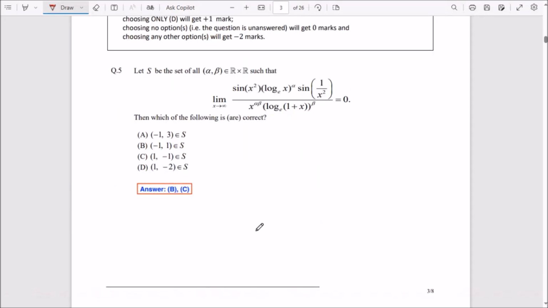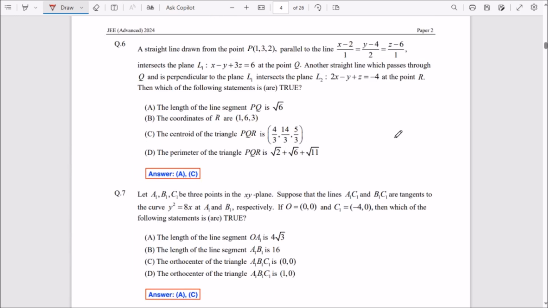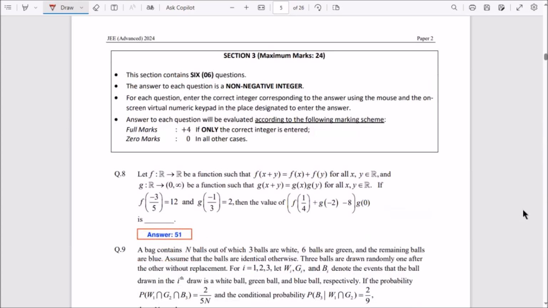Let us see the questions. Question number 5. For this, option B and option C, 2 options are correct, students. Next, question number 6. For this, option A and option C, these 2 options are correct, students. Next, question number 7. Option A and option C, these 2 options are correct, students. Next, let us see section 3.